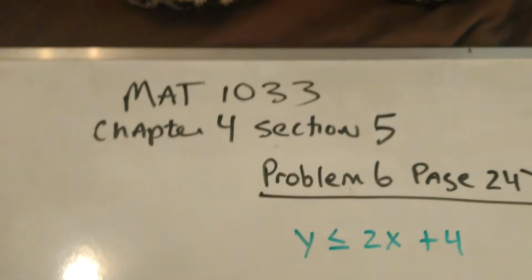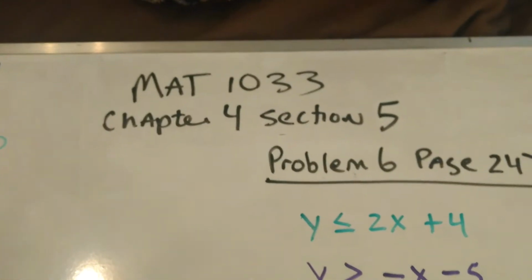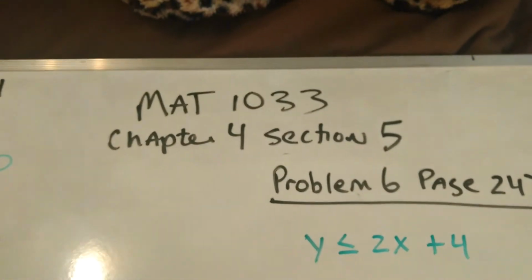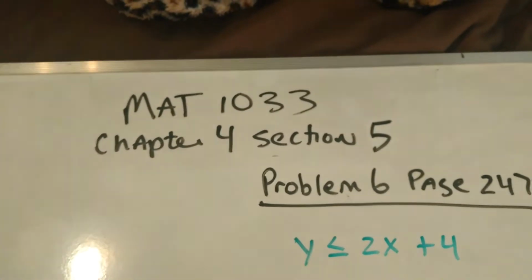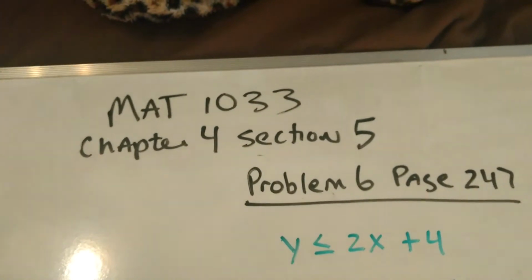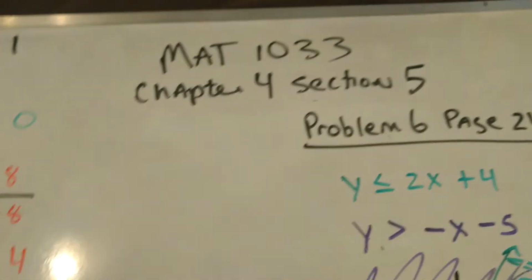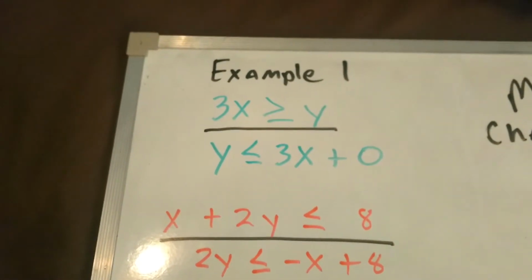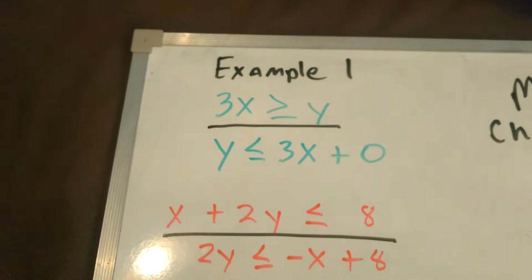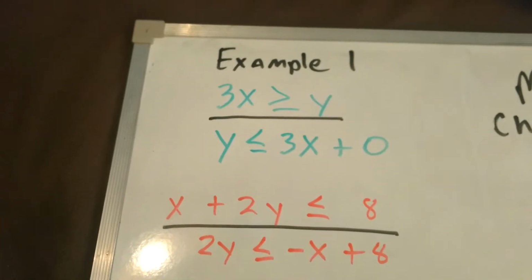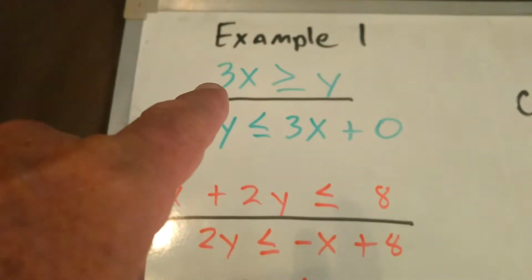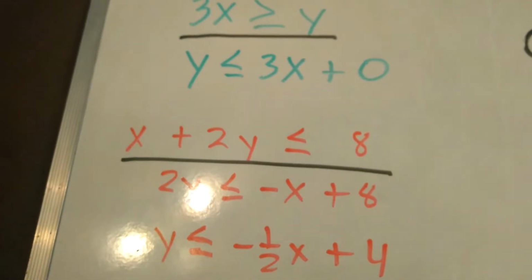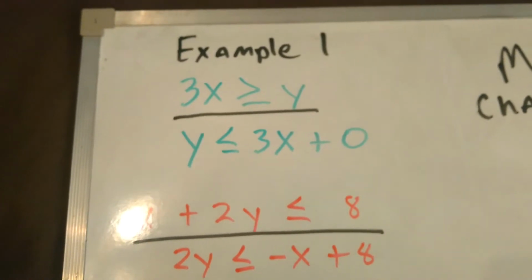We have the last section we're going to cover in chapter 4, section 5. This is for MAT 1033 Intermediate Algebra. It's the last section of the course, which of course then comes the final exam. This deals with solving systems of inequalities. So in this particular example, this is example 1, which is on page 345, I believe.